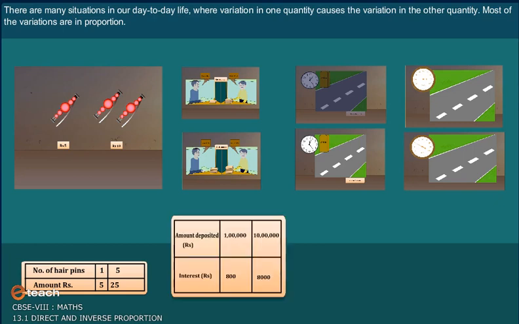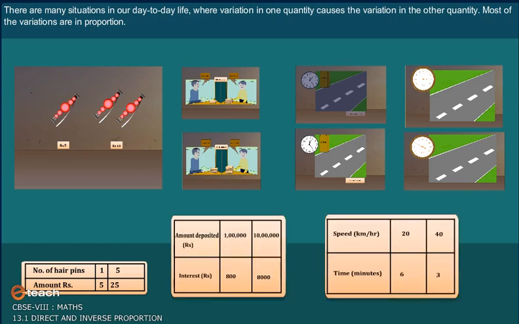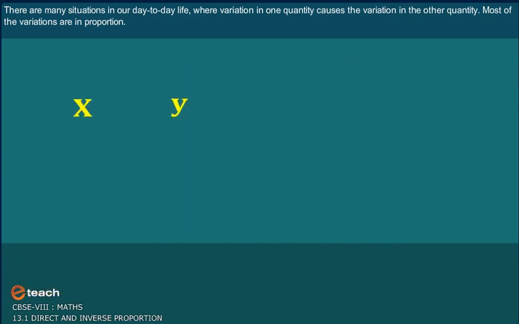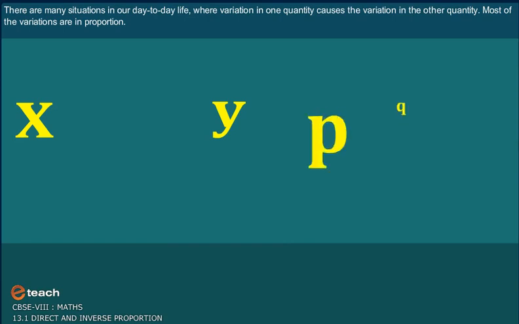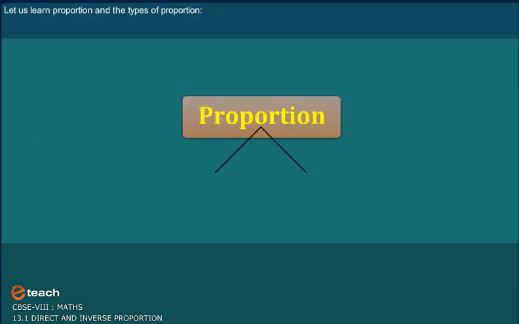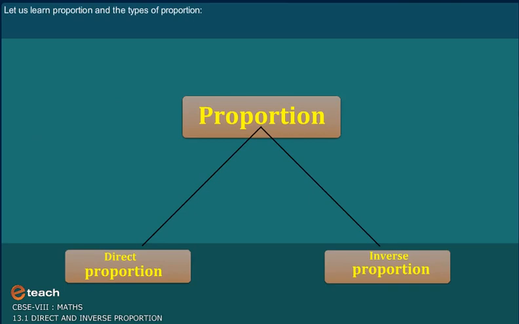There are many situations in our day-to-day life where variation in one quantity causes variation in the other quantity. Most of the variations are in proportion. Let us learn proportion and the types of proportion.